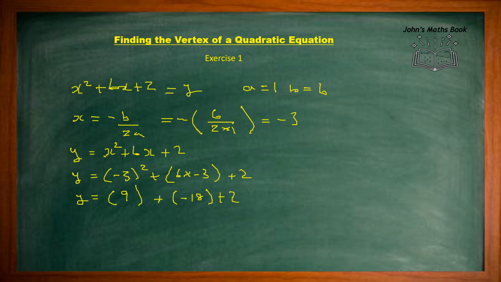So that's 9 minus 18 plus 2. So y is equal to minus 7 in this case. So our xy coordinates are x is found at minus 3 and y is found at minus 7. So they're the coordinates of the vertex of the parabola.